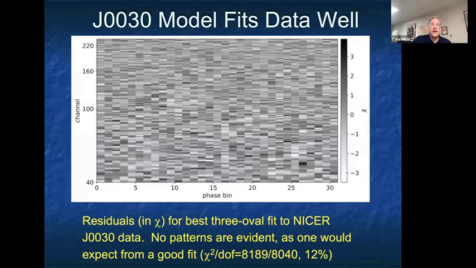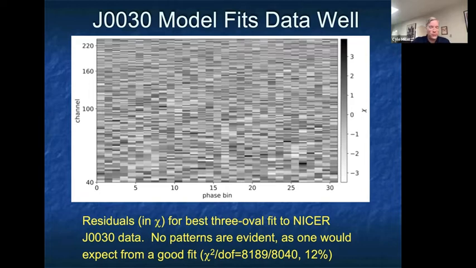In terms of the quality of the fit, there are a variety of ways to explore this. Serena mentioned, for example, residuals, which is what we're showing in this plot, which is a bit reminiscent of TV test patterns for people who remember back that far. On the vertical axis, we have the energy channel from NICER. And on the horizontal axis, we have the rotational phase bin, where we have 32 phases. The gray scale indicates chi, the signed square root of chi square.